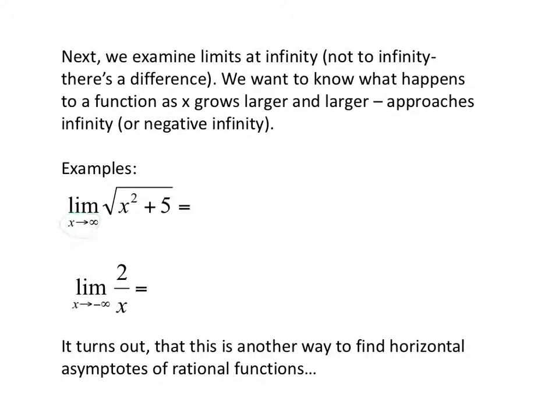So go ahead, grab your calculator, and we're going to put in the function, the square root of x squared plus 5. Make sure you put parentheses around the x squared plus 5, right? So you'll have a square root and then x squared plus 5 in your calculator. And let's go ahead and make a little table here. So we've got x, square root of x squared plus 5.